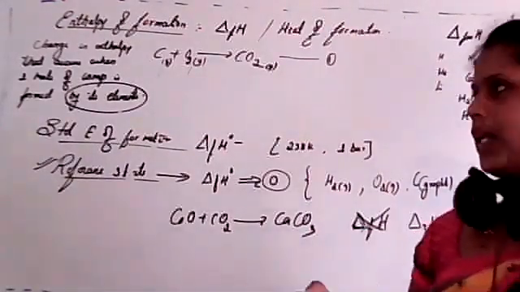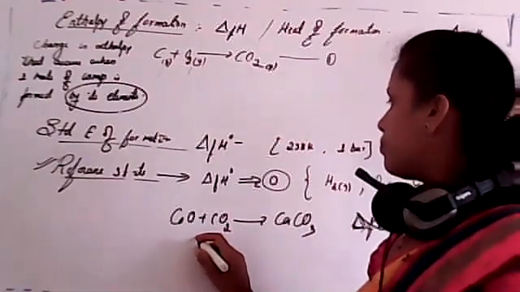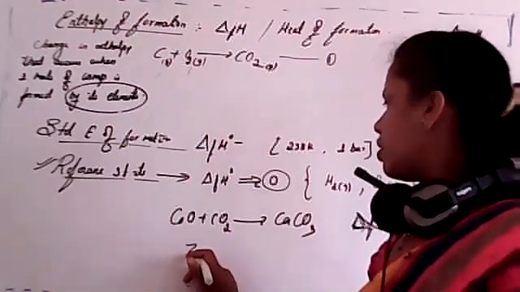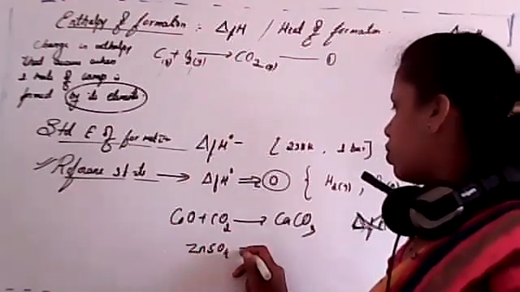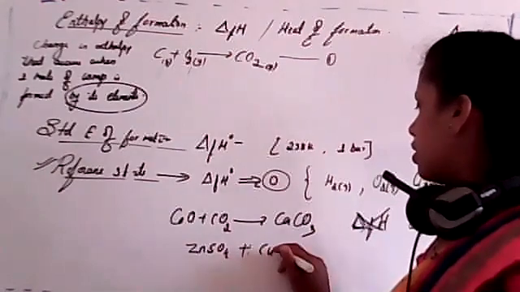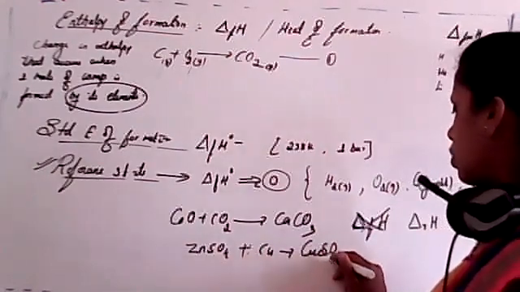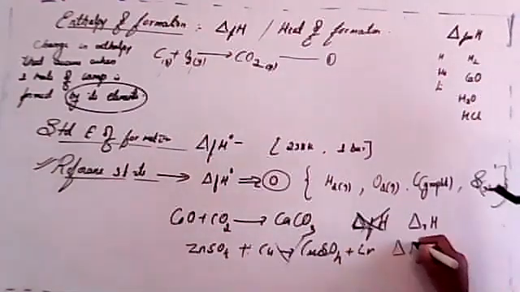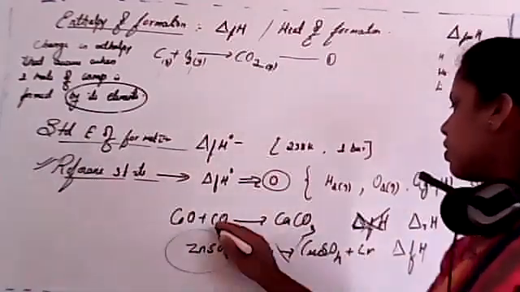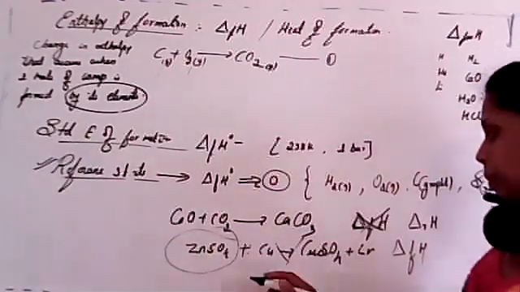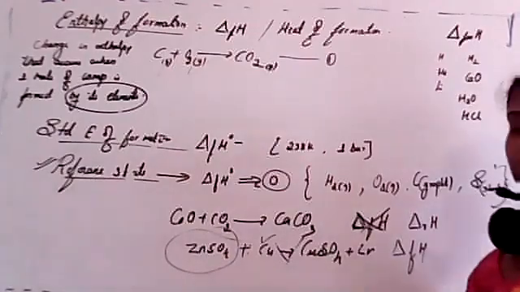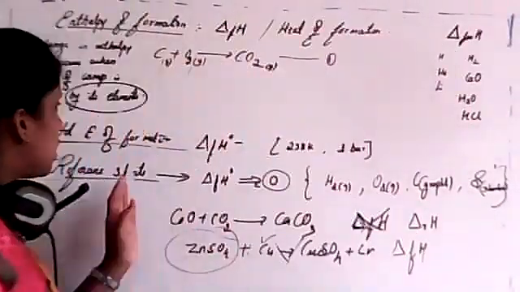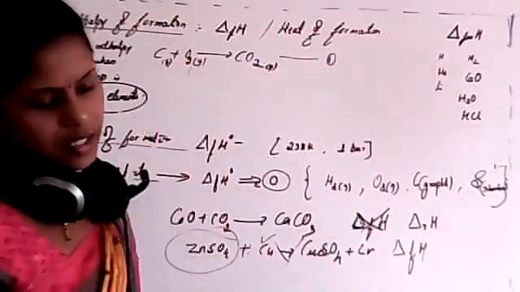So another example I'll give. FeCl3 or ZnSO4. ZnSO4 reacts with copper. It gives CuSO4 with the elimination of zinc, whatever it is. So this is also not for formation because ZnSO4 is a compound, not an element. But Cu is an element. The condition is that each and every element on the reactant side must be in its elemental state. Is it clear?